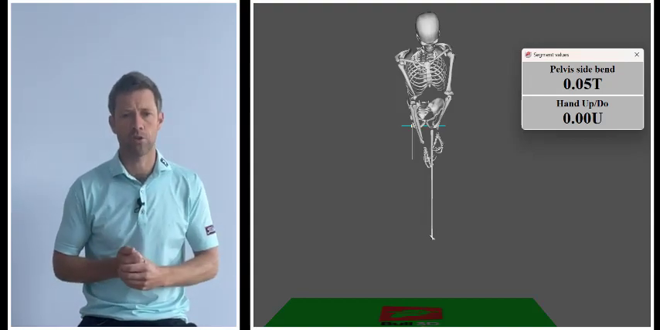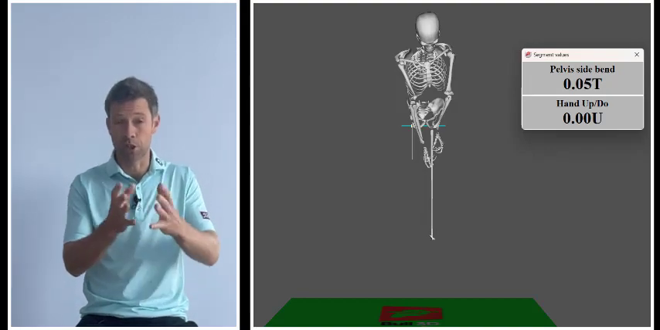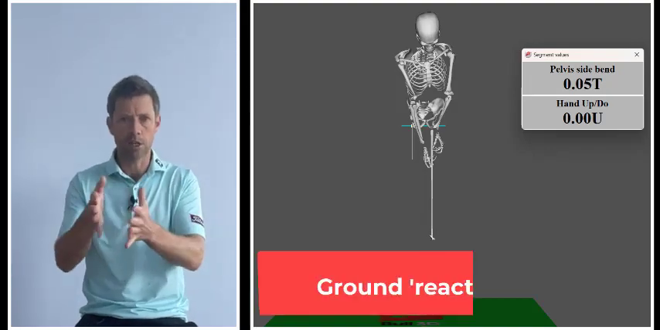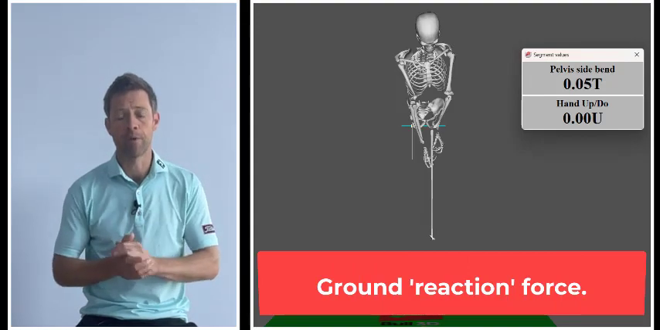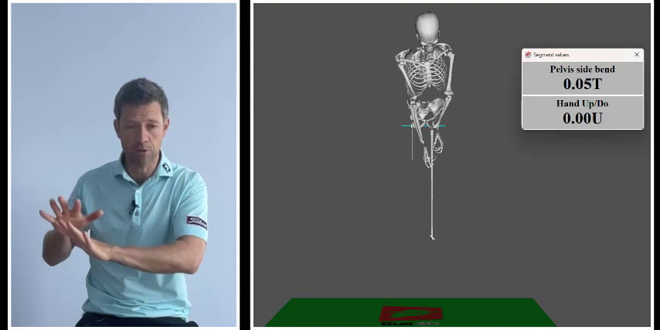For sure it connects back to the ground reaction force, but again, what produces those reaction forces? The clue's in the name in some ways. Ground reaction force, what's it reacting and responding to? It really connects back to how the hands are moving downwards and pressuring down in the downswing.